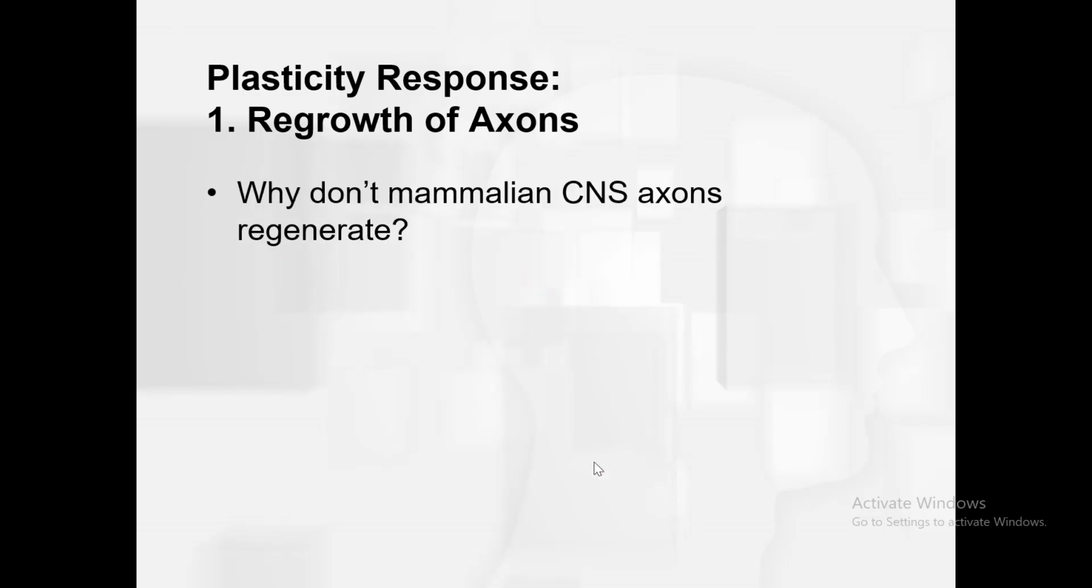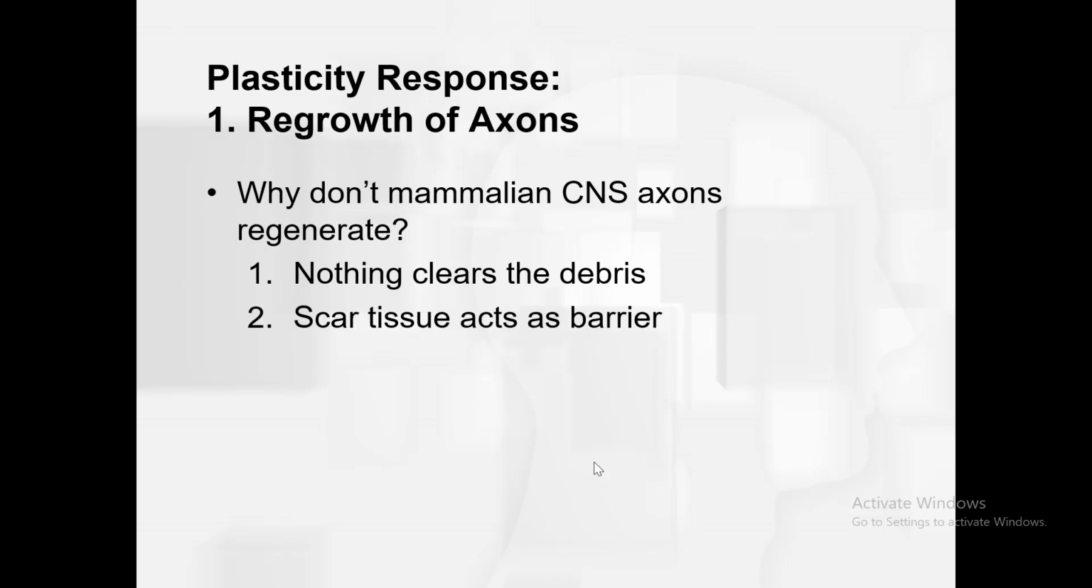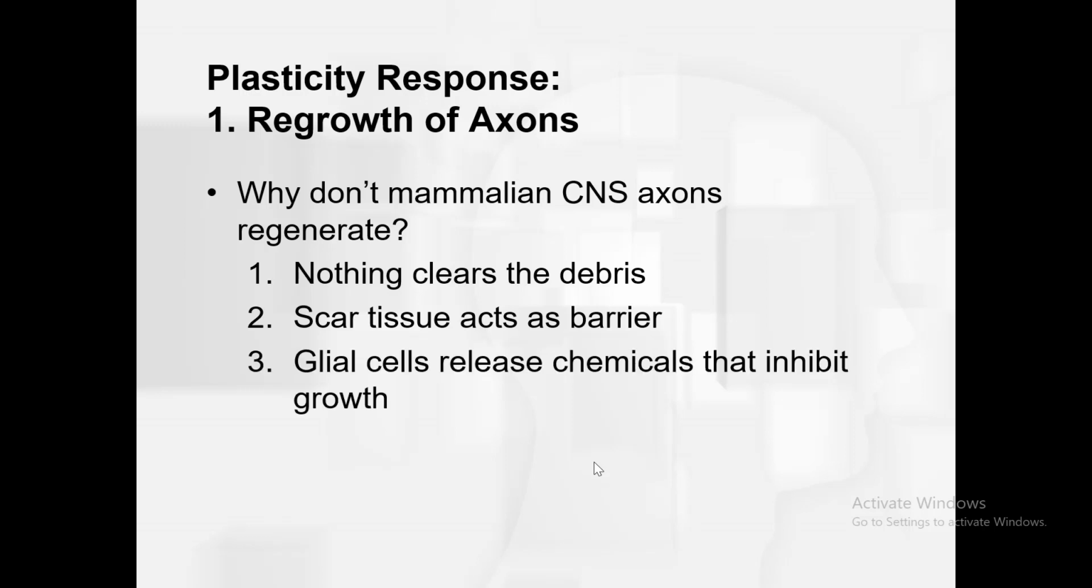So in the central nervous system, the question is, why don't axons regenerate? Why don't they regrow? And that's kind of the million-dollar question that science wants to answer, because if we can figure out, and we know why. So we know that nothing clears debris. We don't have those macrophages. We know that the astrocytes act as a scar tissue. They create what's called a glial scar. And that these glial cells will also release some chemicals that inhibit growth. Some of them are named something like, as creative as, Nogo was one of the chemicals that's released.